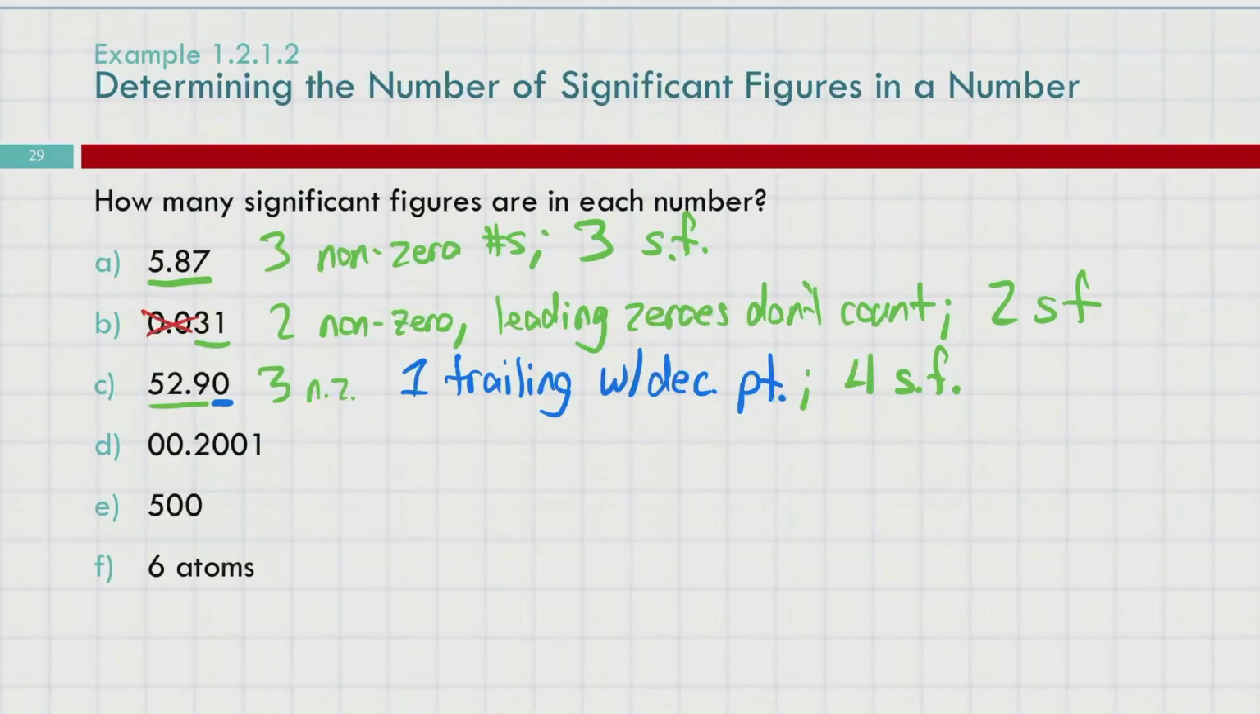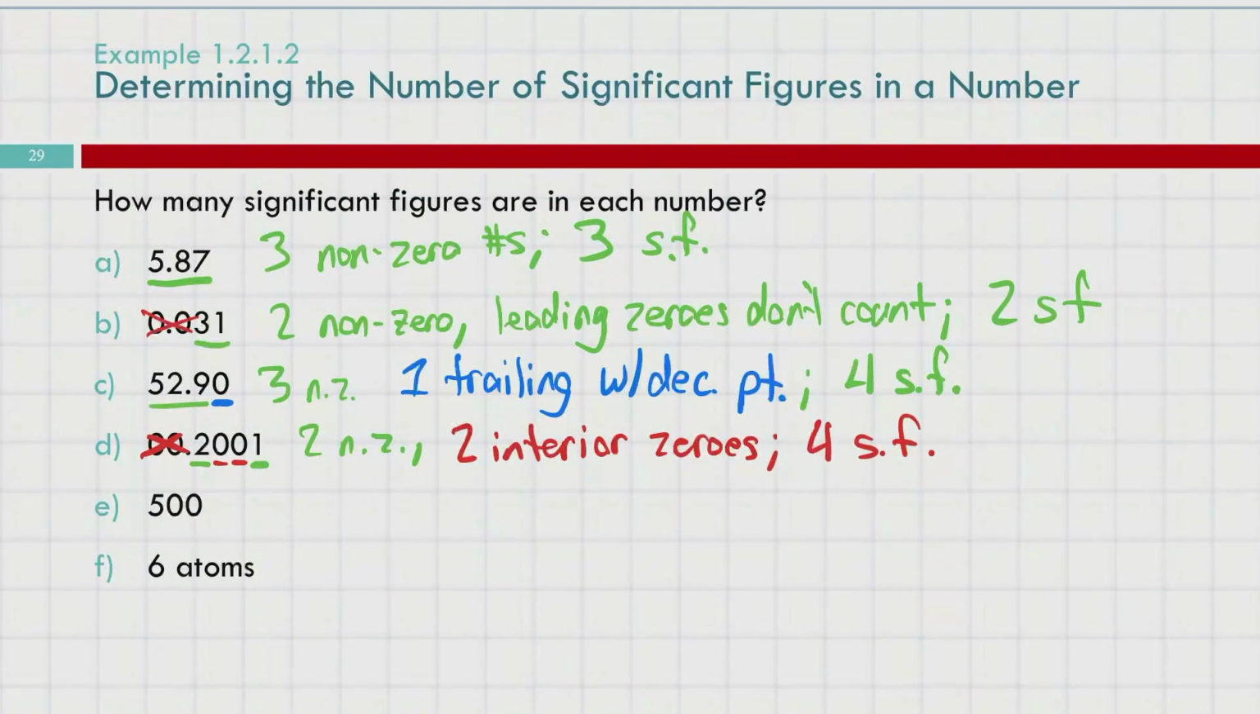It does take practice. All right, letter D, we've got our 2 non-zeros. We've also got 2 interior zeros. And the 2 leading zeros don't count. So this one is 4 significant figures. How many significant figures do we have on E?